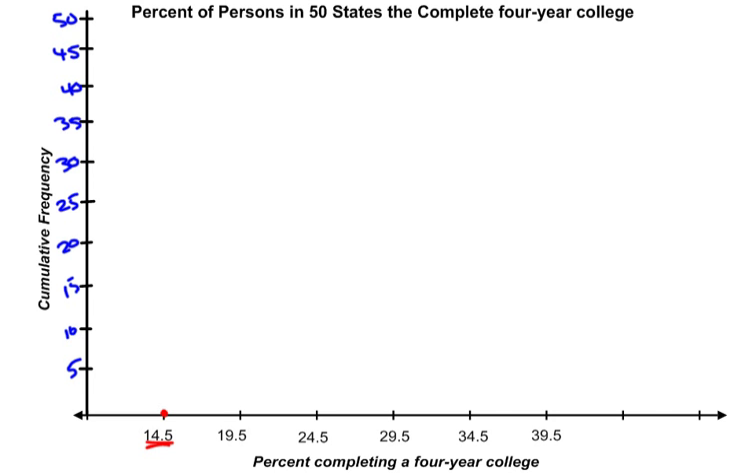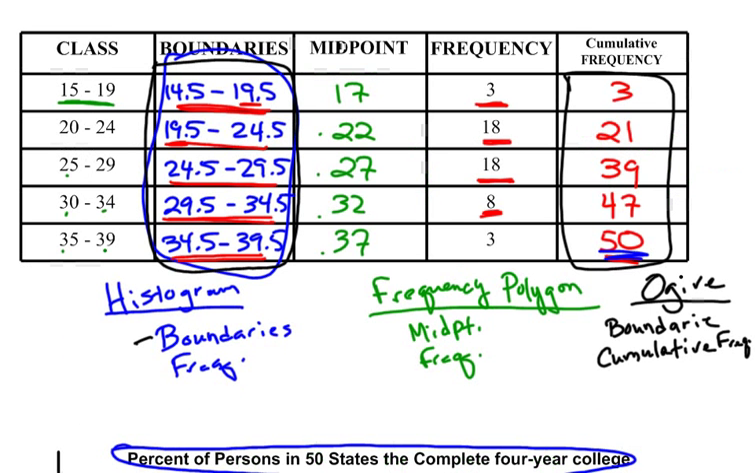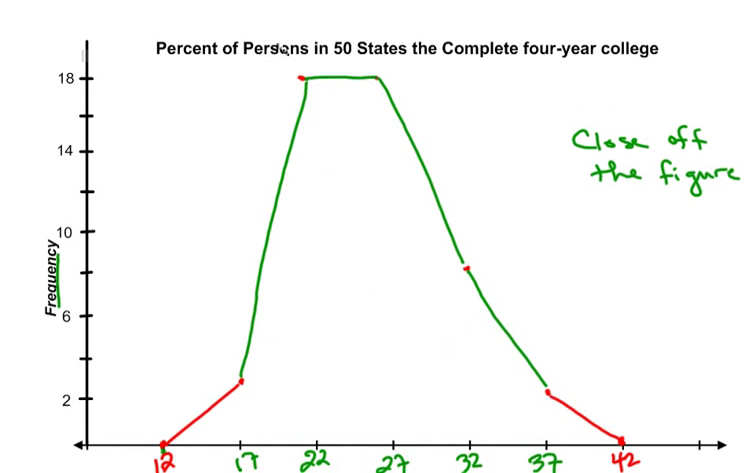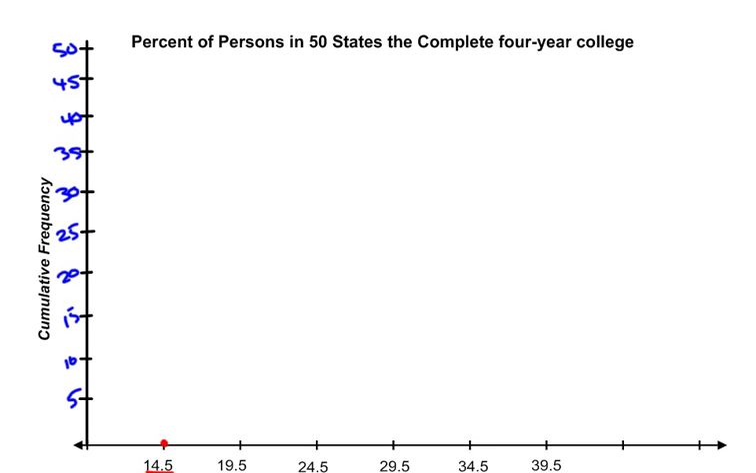Now, if we look back, by the end of our first class, we are at 19.5, which is our next boundary point. And that is when we have a cumulative frequency of 3. We have gone from 14.5 to 19.5, and we have encountered 3 different values. So we will be at 19.5, we'll be at 3. And that looks like it might be a touch high. Let's see if I can lower it just a little bit. Maybe that's about it. And we'll go from there.